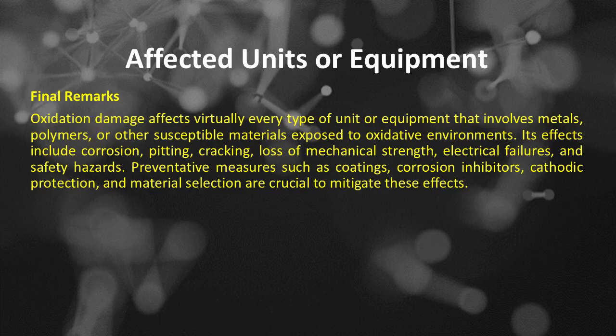Final remarks on oxidation damage mechanisms and affected units or equipment. Oxidation damage affects virtually every type of unit or equipment that involves metals, polymers, or other susceptible materials exposed to oxidative environments. Its effects include corrosion, pitting, cracking, loss of mechanical strength, electrical failures, and safety hazards. Preventative measures such as coatings, corrosion inhibitors, cathodic protection, and material selection are crucial to mitigate these effects.